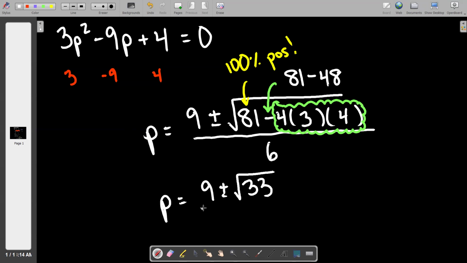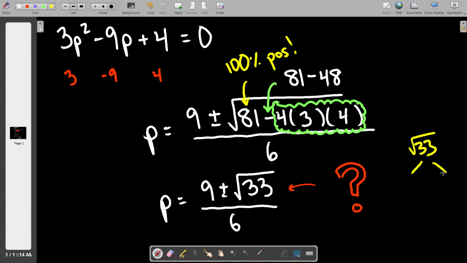So at this point, this is where you make a choice as to how much more work I have to do. And it's all determined by the square root. If I look at the square root of 33, my question becomes, how can I break down the square root of 33 using one of those cute little tree things? What numbers can you think of that multiply to make 33?